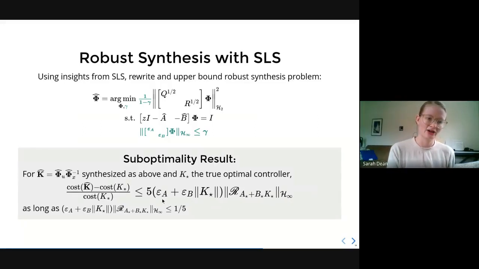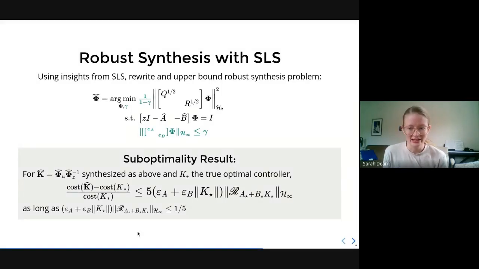Then we have our epsilon A and epsilon B, and notice that epsilon B is multiplied by the size of the optimal controller. So you pay an extra gain on whatever your B errors are based on the optimal controller, because we're always comparing to what you would do if you knew the whole system. And so if the optimal thing to do had very high gains, you pay for it in the suboptimality result. And then we have a nice constant factor of 5, which is a pretty good constant as far as those go.